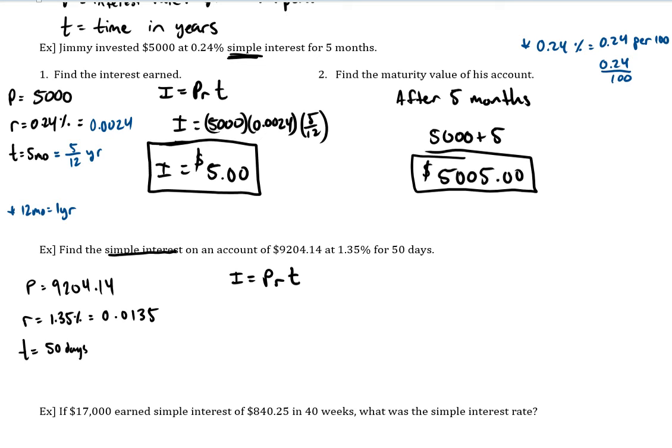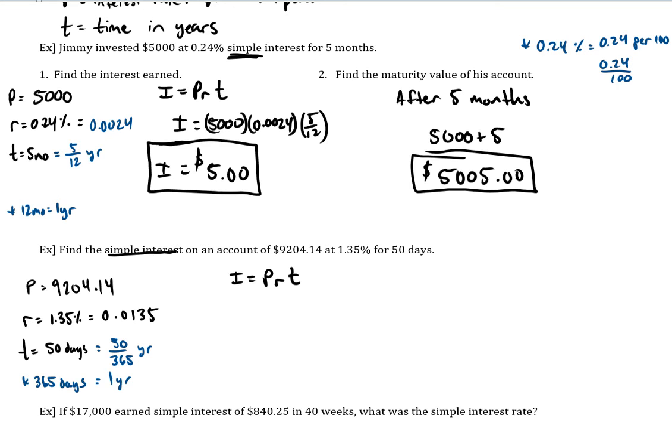Okay, so this is where we would say, hey, I know there's 365 days in a year. We're assuming a non-leap year. And so like before, we'll do that quick division. So 50 divided by 365, that would convert the days into years. So it's 50 over 365ths of a year.